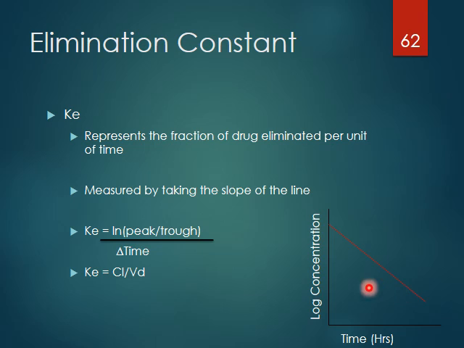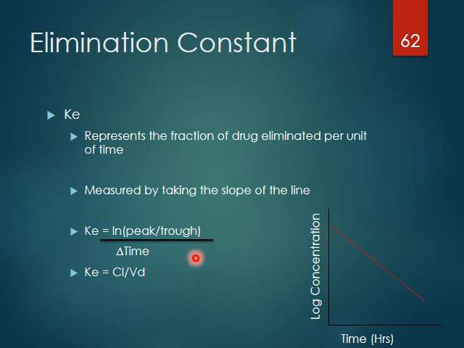Basically, by using different concentrations at different times, we can use a peak level and a trough level, or really any levels taken at different periods of time, and use the natural log of that divided by the change in time. So say I take a measurement here and I take another measurement here, I would take the natural log of this value divided by this value, over this change in time, this delta time.